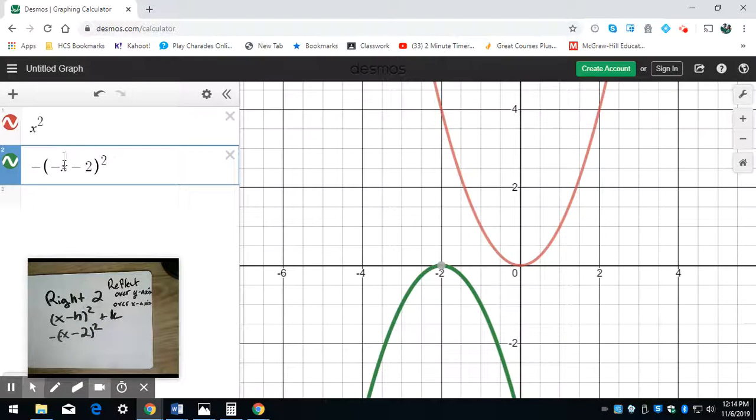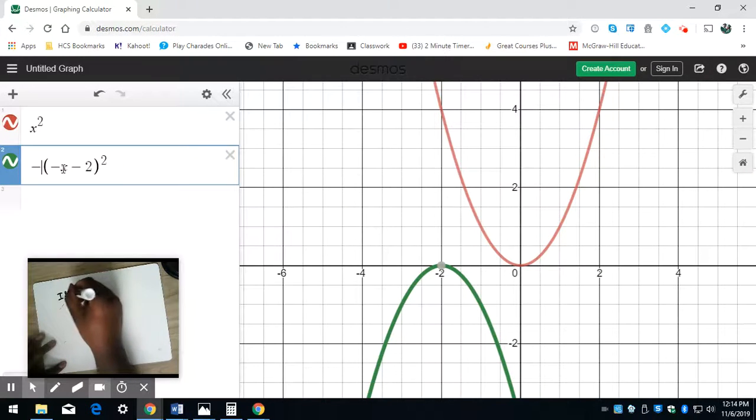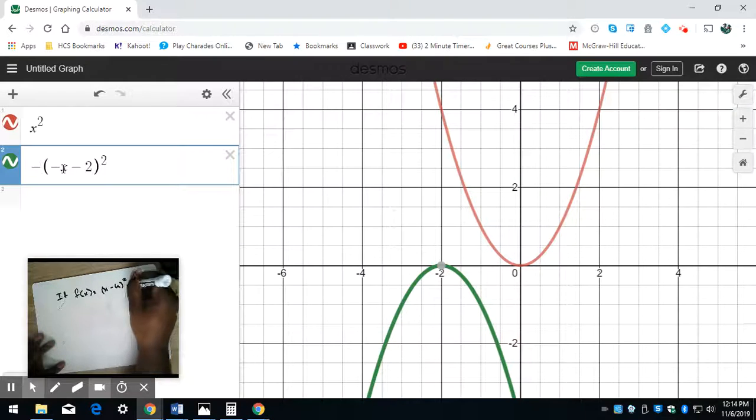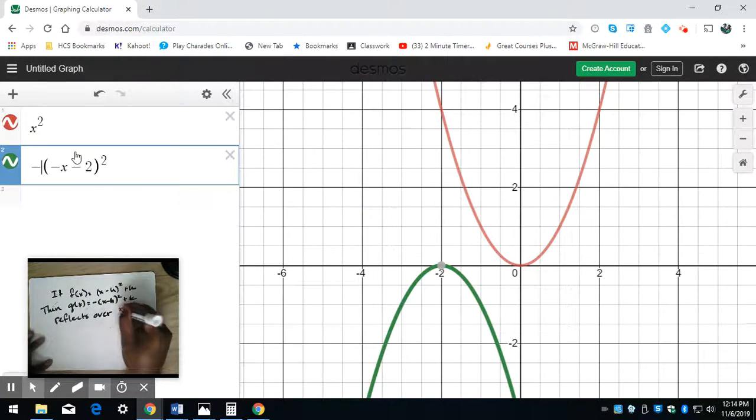So what have we learned from all this? Well, basically, we know that if you have f of x equals x minus h squared plus k, remember that's our vertex formula, then g of x equals negative x minus h squared plus k reflects over the x-axis, and h of x equals negative x minus h squared plus k, with the negative on the x term, reflects over the y-axis.